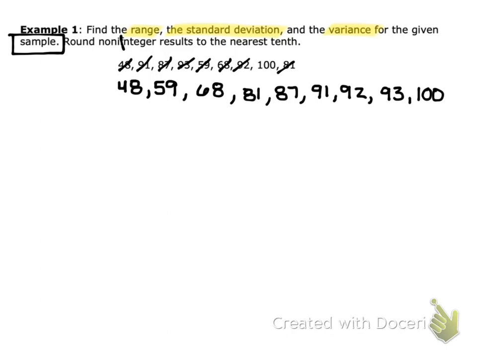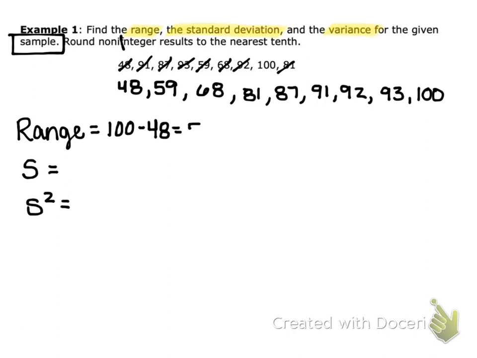All right. We need to find three things. We need to find the range. We need to find the standard deviation of the sample, which we use S for. And we need to find the variance of the sample. We use S squared for that. So this is like our answer key over here. This is what we need to calculate. The range is our easiest one. We take the largest number, subtract the smallest number. So 100 minus 48 is 52. That's our range.